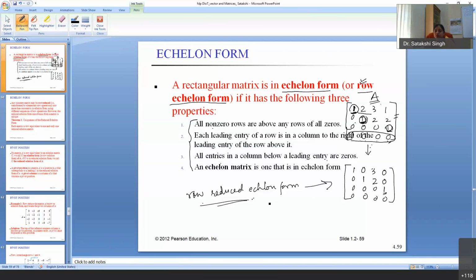So some people use the row echelon form and some use the reduced row echelon form. This is according to the situations. If we are trying to solve the linear system of equations, we may need to use the reduced row echelon form.